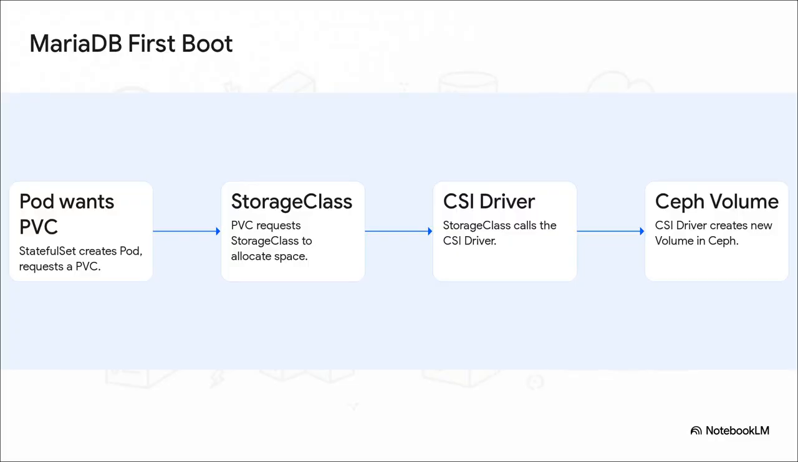Let's actually look at how this plays out in the real world. When you deploy a MariaDB instance for the very first time, this exact sequence kicks off. First, the new pod wakes up and realizes, hey, I need a persistent volume claim, or PVC. Second, that PVC asks the system's storage class to allocate the space. Third, the storage class dials up our translator, the CSI driver. And finally, the CSI driver commands the backend, in this case Ceph, to create a brand new volume. That volume then gets mounted directly into the pod.